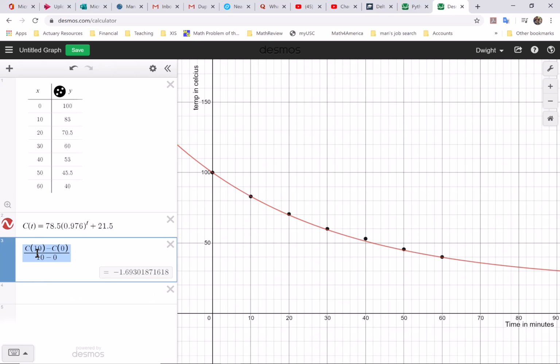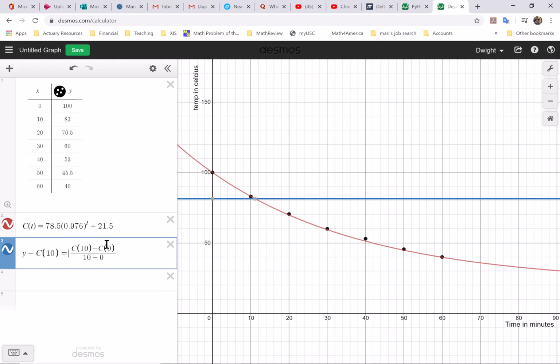So this is what that slope would give us using the function itself. It's a little bit different than using the points. You can see it's a little bit different here. But if I want to write the equation for this, I would do y minus one of the y coordinates here. So let's say c of, let's do 10. And that's going to equal the slope, which is given by that formula, times x minus 10.